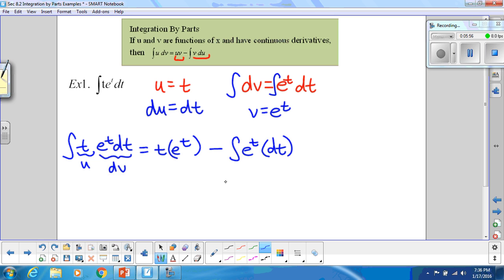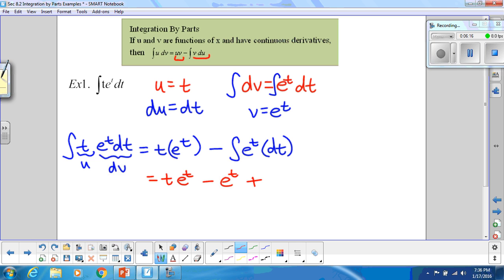Okay, so we plug that in, and now what we do is we simplify everything. So nothing really to simplify here, that's just t times e to the t. But we have to integrate the e to the t dt, and that's pretty simple, right? The integration of e to the t is just e to the t.